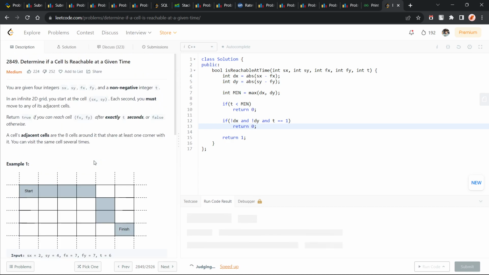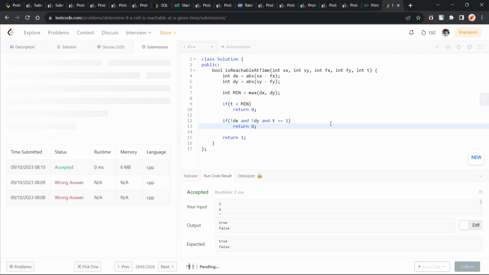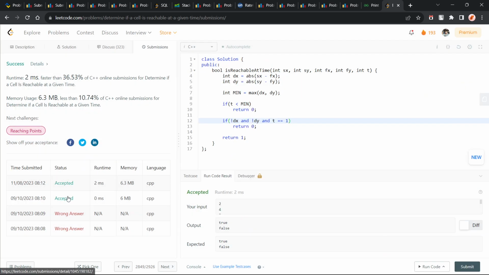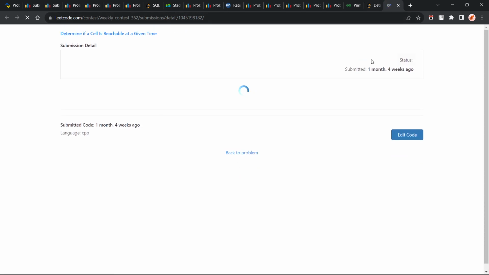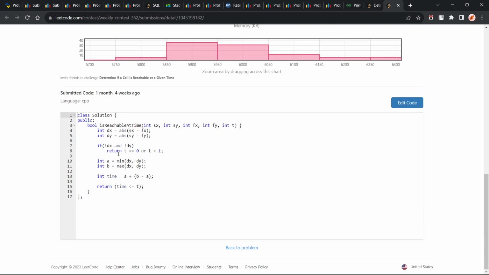So this problem was actually a part of a Leetcode weekly contest a few weeks ago. I remember this problem. So I also made 2 wrong attempts that day. Yeah, so we have accepted, and I believe this is the same way I did it earlier also. So I'm just opening it. You see, it was done 1 month ago. Yeah, so it's the exact same thing.